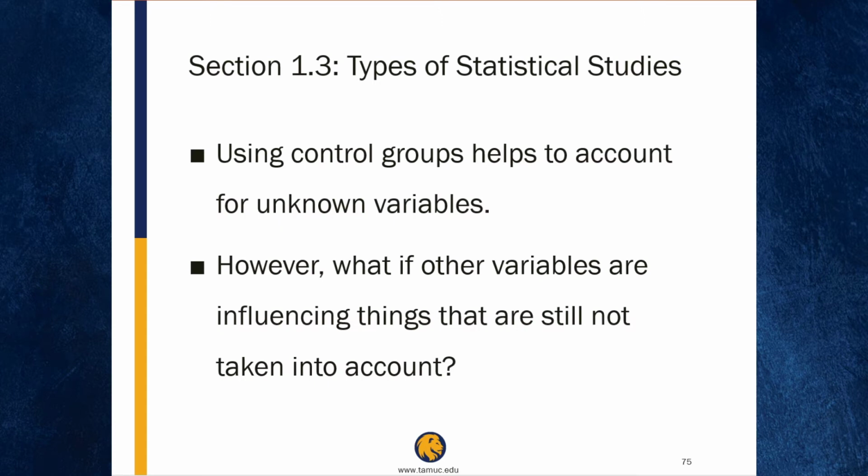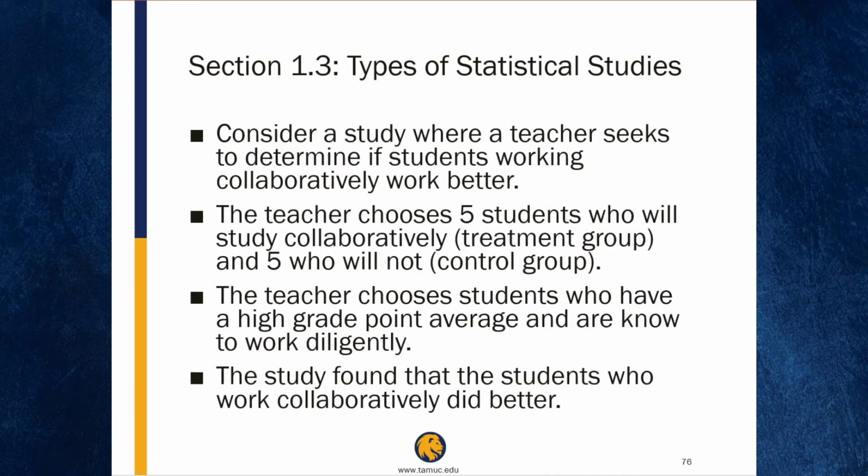So using control groups helps again to account for unknown variables. However, it's not exactly perfect all the time, because what if other variables are influencing things that are still not taken into account? For instance, consider a study where a teacher seeks to determine if students working collaboratively work better. The teacher chooses 5 students who will study collaboratively, that'll be the treatment group, and 5 who do not study collaboratively, that'll be the control group.